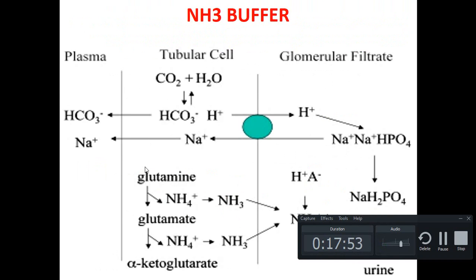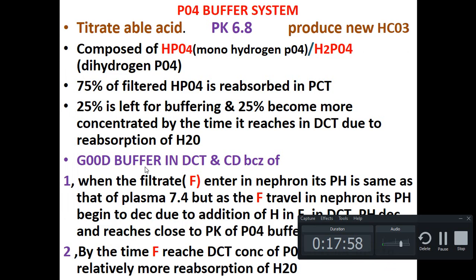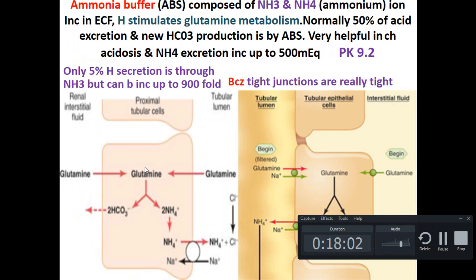This was all about the bicarb buffer. Let's see the ammonia buffer. I used to say one very important thing: with the ammonia buffer, a friend in need is a friend indeed. Whenever the patient is suffering from acidosis, particularly chronic acidosis, it is a real friend. This ammonia buffer will continue to perform its function until and unless the patient becomes normal.